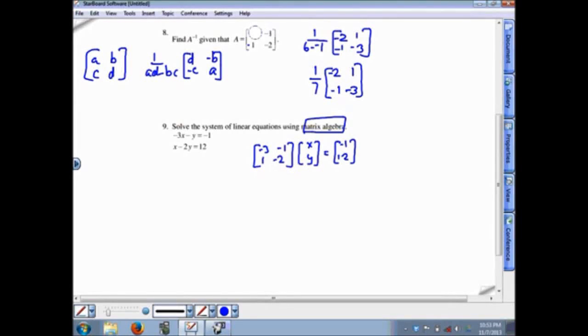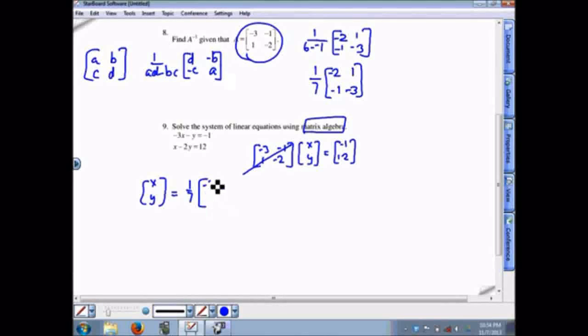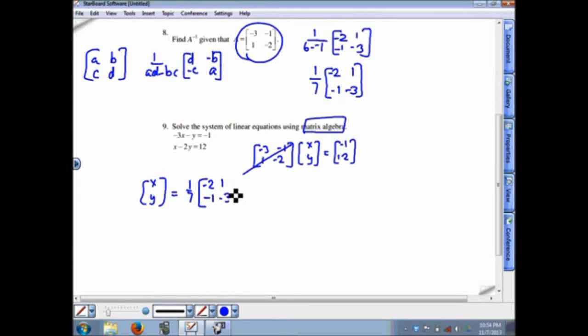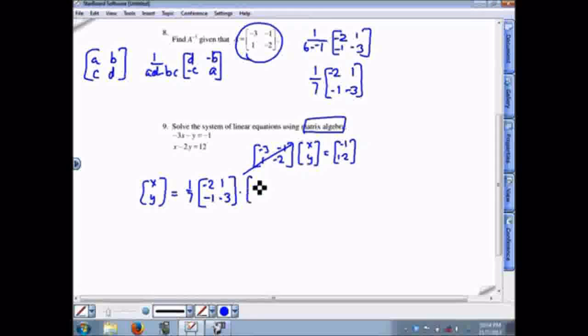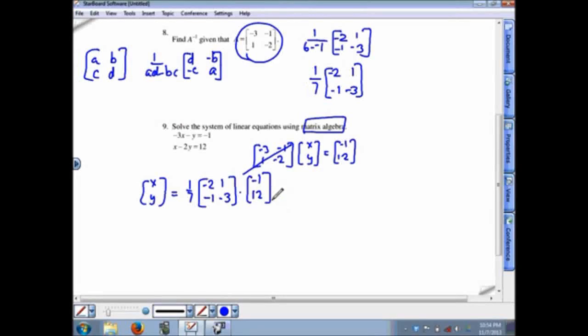But this matrix is simply the matrix from problem 8 here, and we've already found the inverse. This is A inverse. If we multiply by A inverse over here, that matrix is gone. We'd have to multiply it by the inverse to the left side here. So the matrix xy is equal to this inverse matrix we already found, 1/7, negative 2, negative 1, 1, negative 3, multiplied by this matrix, negative 1, 12. Now I would recommend that you multiply the two matrices together first and then multiply by the 1/7.